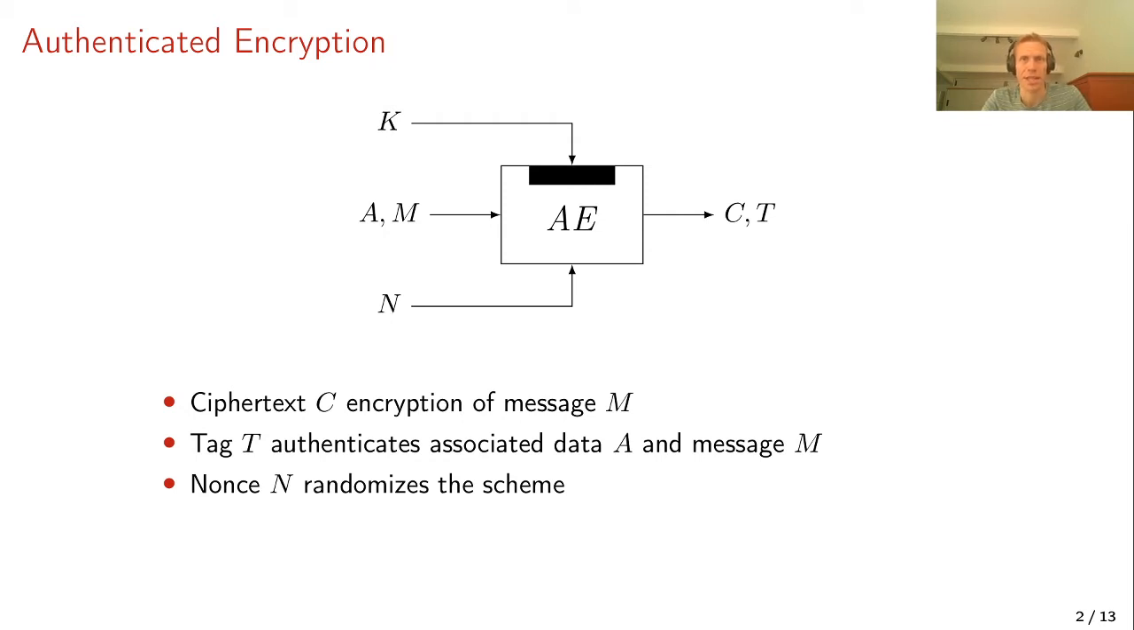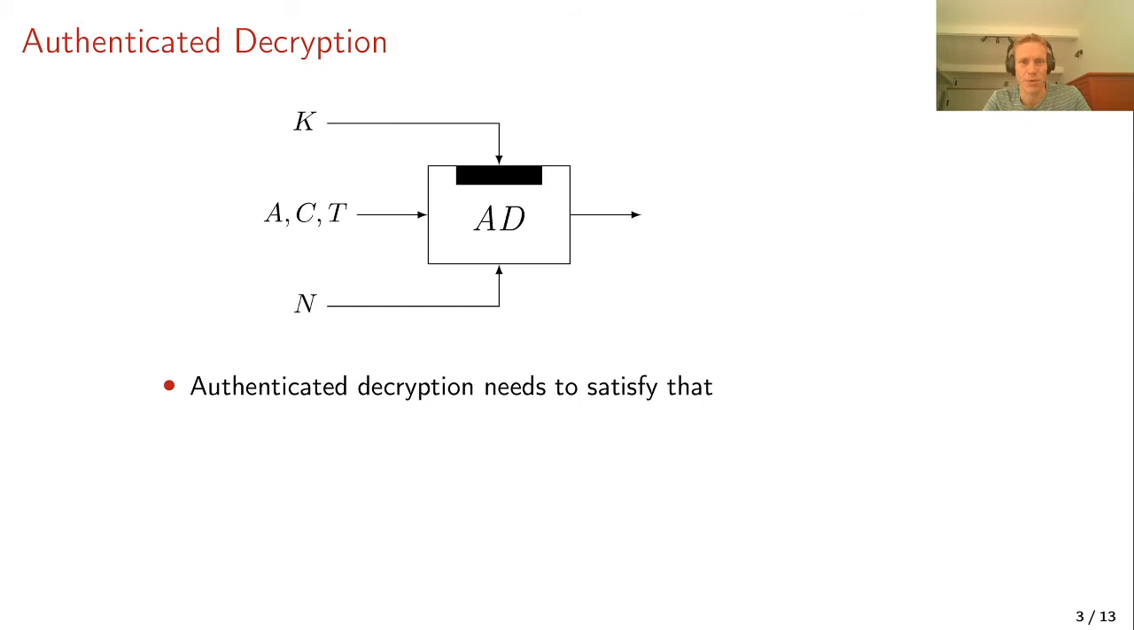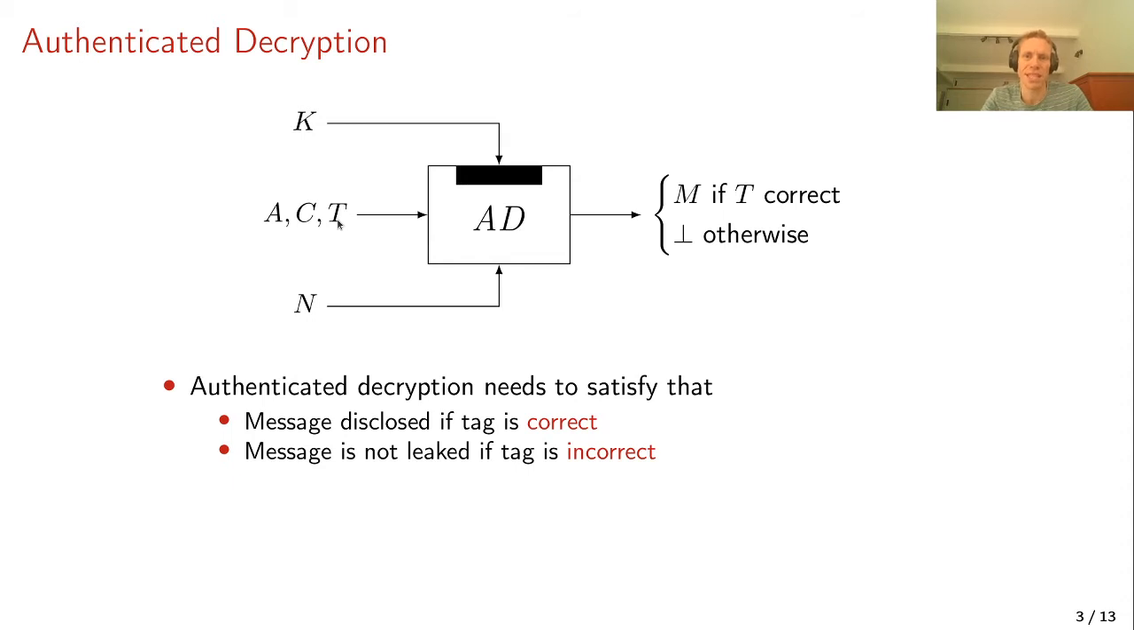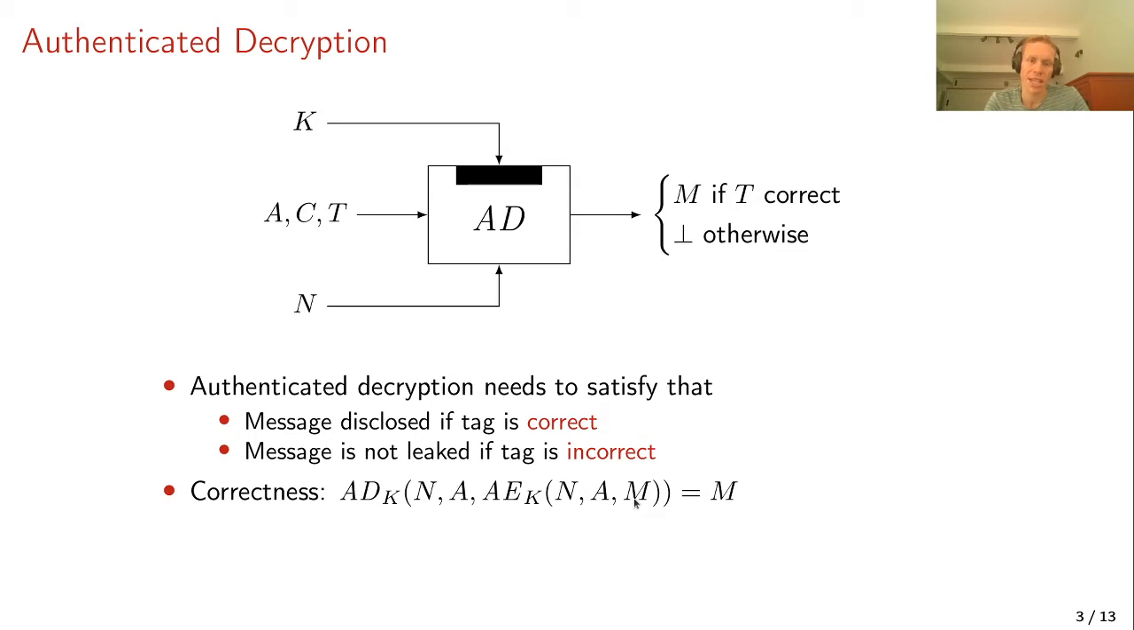Associated with this authenticated encryption function is an authenticated decryption function AD that gets as input the key, the nonce as before, associated data as before, and now it gets as input the ciphertext and the tag, and it outputs the message M if the tag is correct, and it outputs nothing otherwise. AE and AD should satisfy two main goals, namely that if you encrypt under a certain key and nonce and associated data a certain message, you will get a ciphertext and a tag, and if you feed those data back with the same nonce and associated data to the decryption, you should get the original message M back.